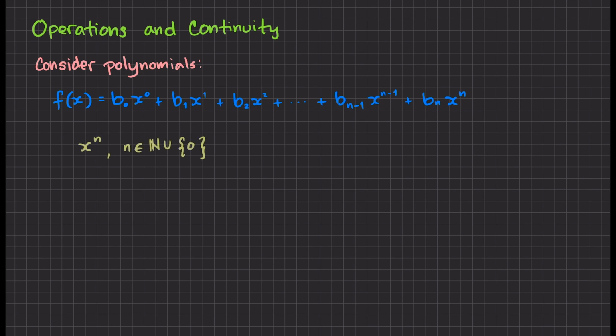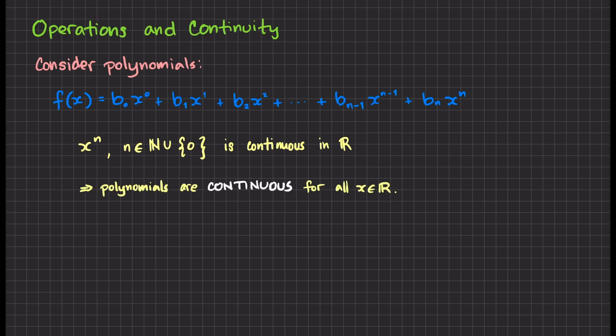And since we know that x raised to n where n is a natural number, kasama na rin yung 0, ay continuous for all real number values of x, then this means that all polynomials are continuous everywhere. Again, for any value of x in the set of real numbers, a polynomial function is continuous.